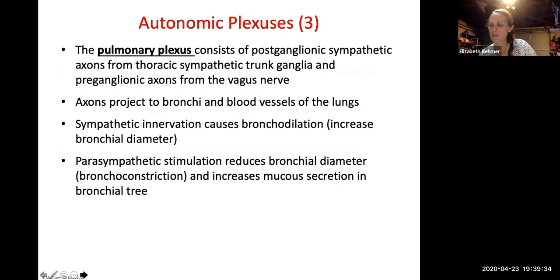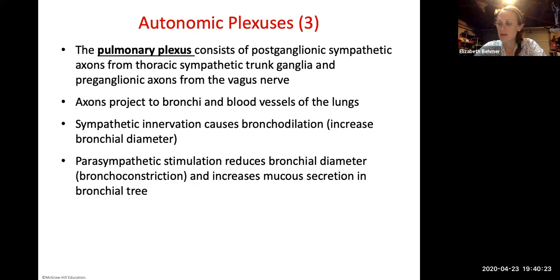Okay, so what do you guys think? Pulmonary plexus has to do with your lungs. So the axons from these nerves will branch to your bronchi, and the bronchi are just branches off of your trachea or your airways, and also to blood vessels of the lungs. So sympathetic innervation causes bronchodilation, and bronchodilation means it's a dilation of those bronchioles, and the bronchioles are just the branches off of your trachea, also known as just your airways that travel throughout your lungs. So in sympathetic fight or flight, your bronchioles will dilate, they'll increase in diameter to get more airflow, more oxygen being delivered to your bloodstream.